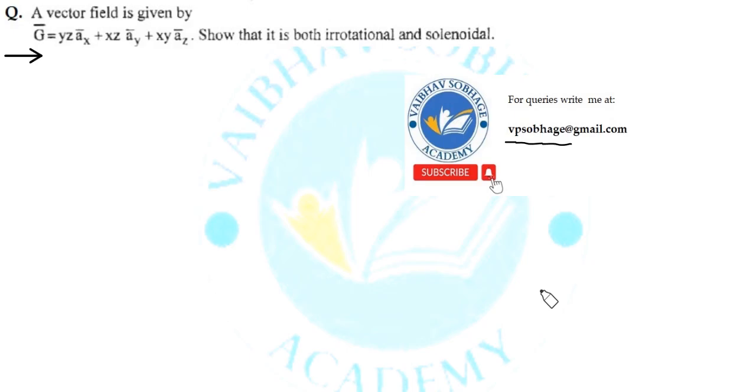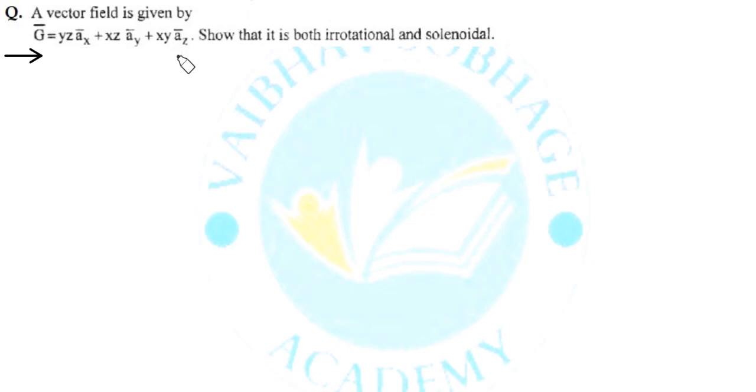Okay, so we will begin with what is to be done within this numerical. Now in this numerical we are given some vector g, which is in terms of the rectangular or Cartesian coordinate system, since it is with the ax, ay and az components, and we have to show whether it is both irrotational as well as a solenoidal field.